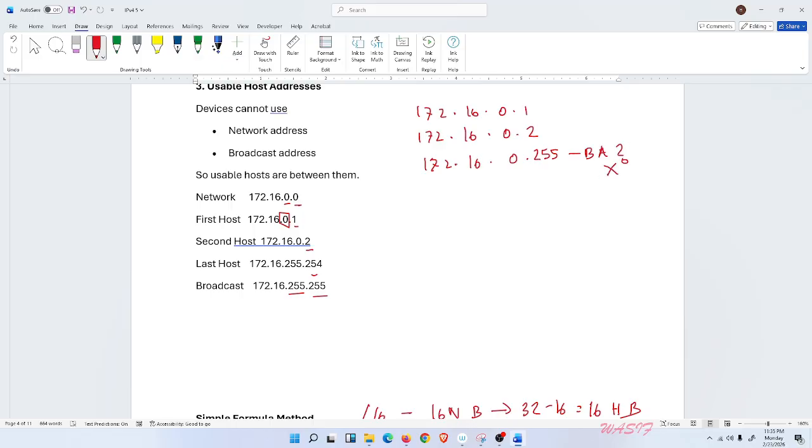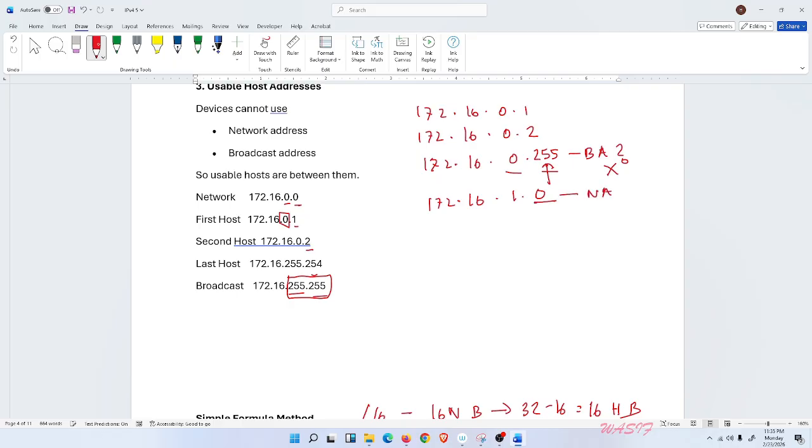Because we already know that the broadcast address is 255.255. But here you have 0.255, so this is an IP address. Now look at here. Once it reaches 255, it cannot go to 256. So what will happen? It will become 172.16.1.0.